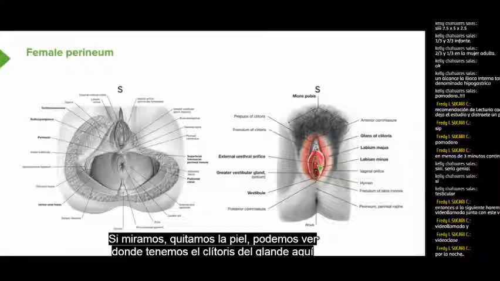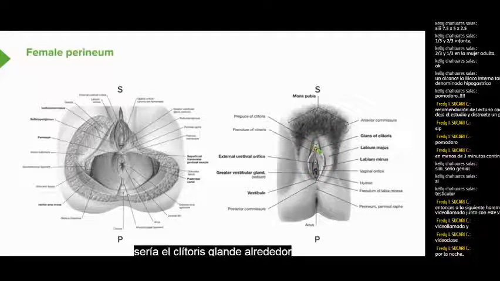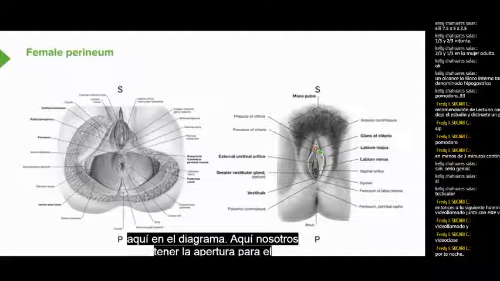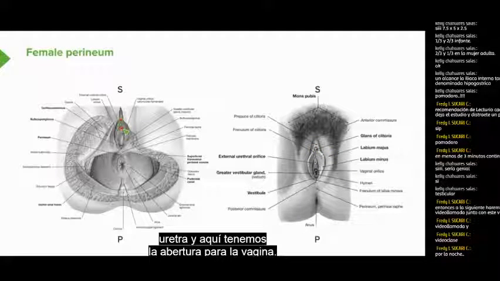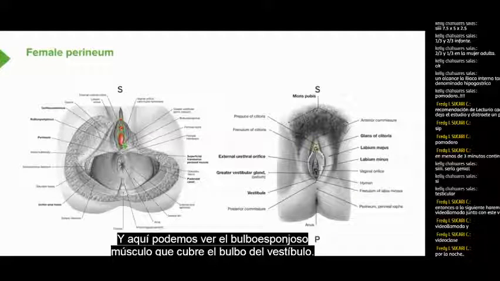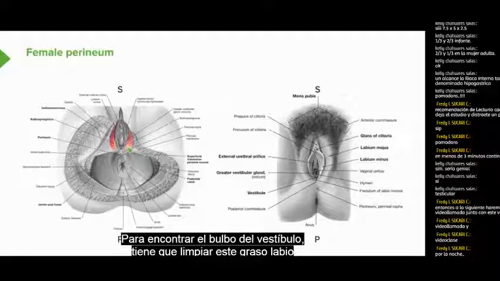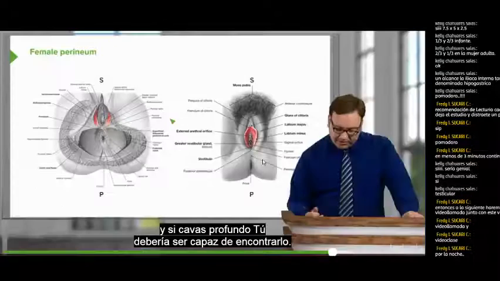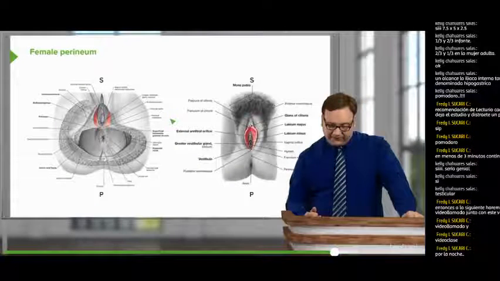If we take away this skin, we can see where we have the glans clitoris, around about here in this diagram. Here we have the opening for the urethra, and here we have the opening for the vagina. And here we can see the bulbospongiosus muscle covering the bulb of the vestibule. To find the bulb of the vestibule, you'll have to clear away this fatty labia, and if you dig down deep, you should be able to find it.